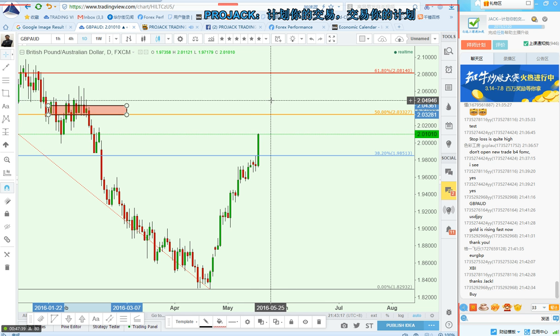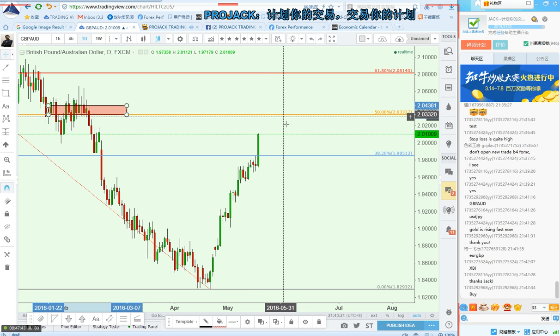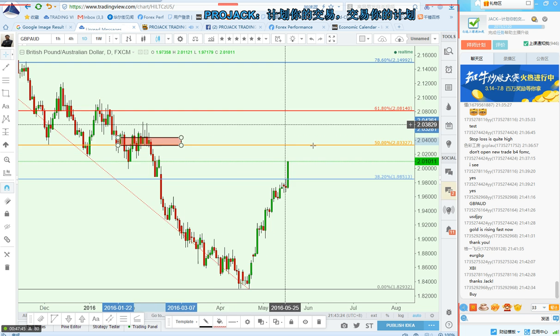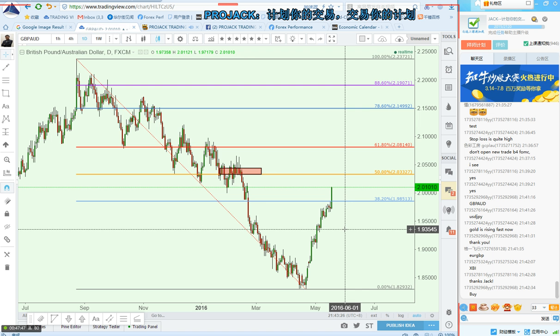Does it go up, stop making a higher high, start to form maybe a double top or a bearish candle, and you consider shorting. Okay, somebody says dollar yen.